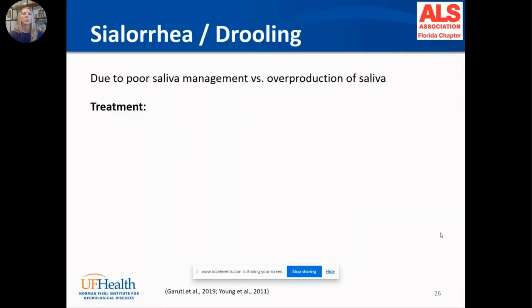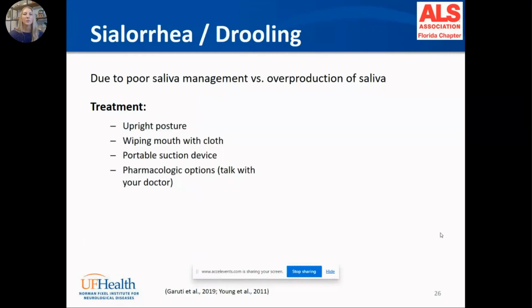Sialorrhea or drooling is usually due to poor saliva management versus an overproduction of saliva. And treatment may include upright posture, wiping the mouth with a cloth, a portable suction device, or there's pharmacological options that you can talk about with your doctor, including medication or Botox.